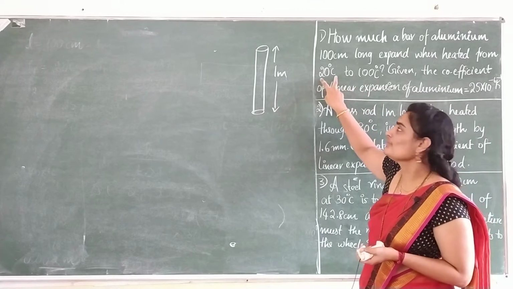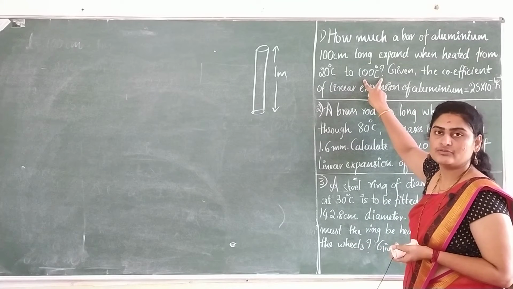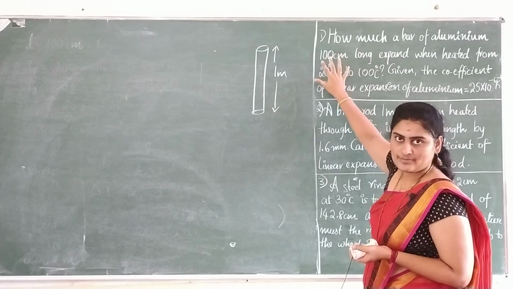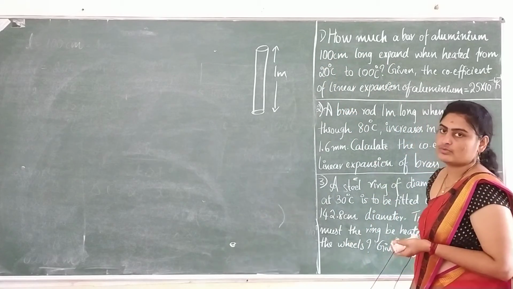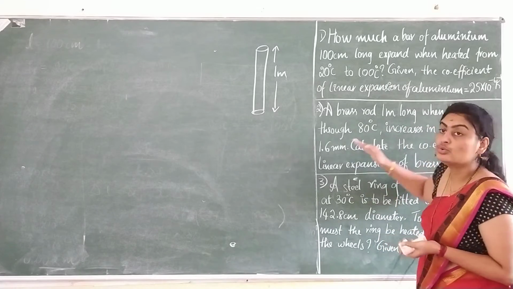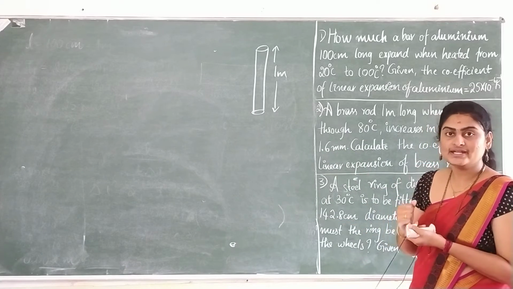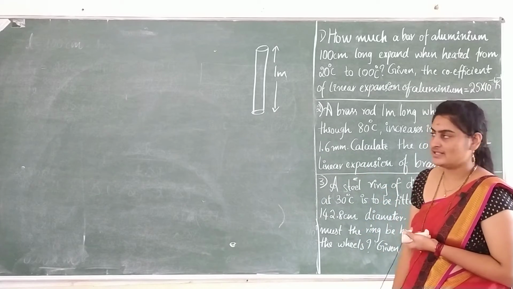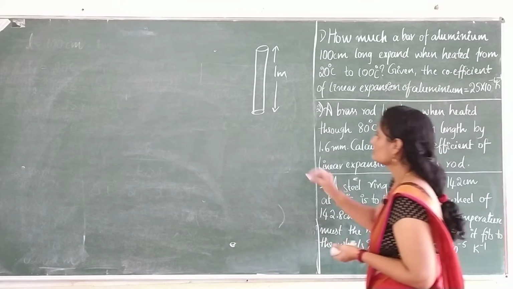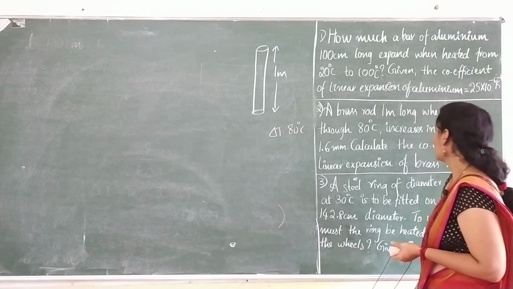Here in the first problem, initial temperature and final temperature were given. If you want to calculate change in temperature, you have to take the difference between them, right? But in the second problem, they have directly given that when it is heated through 80 degrees Celsius, that means they have increased it by 80 degrees Celsius. So delta T is directly 80 degrees Celsius.